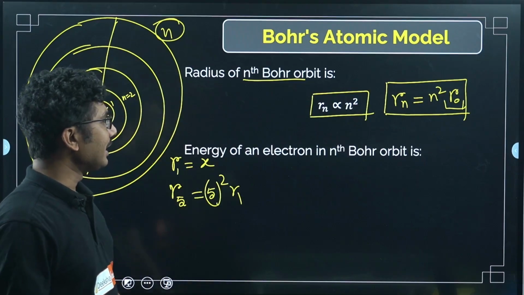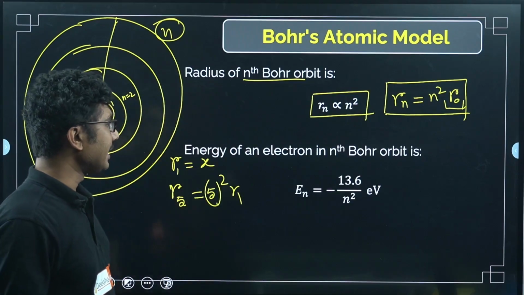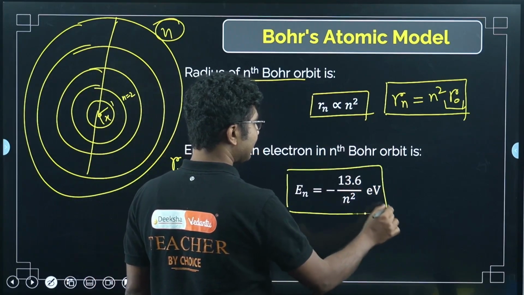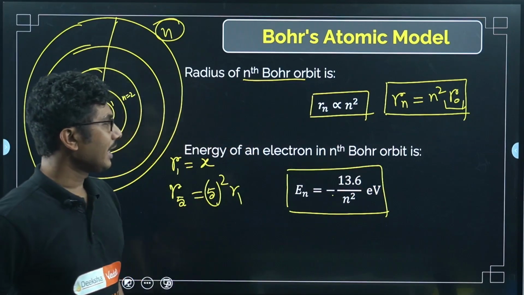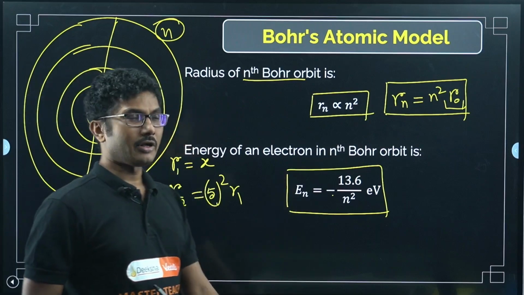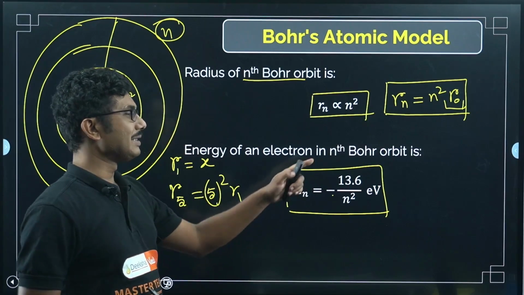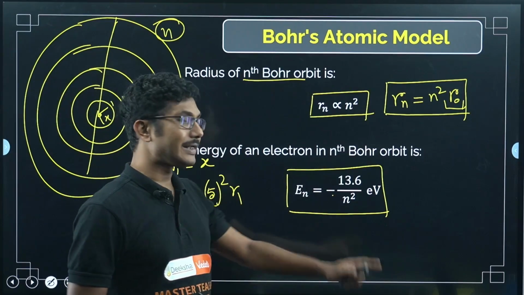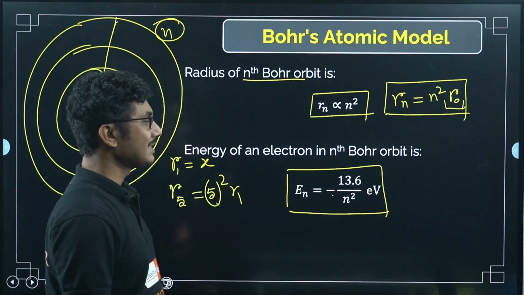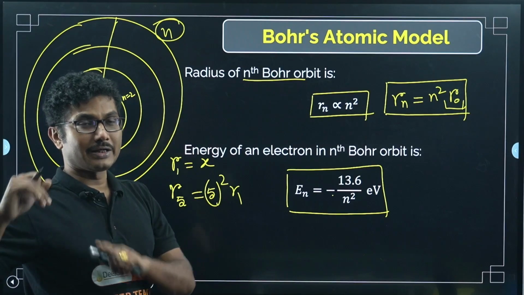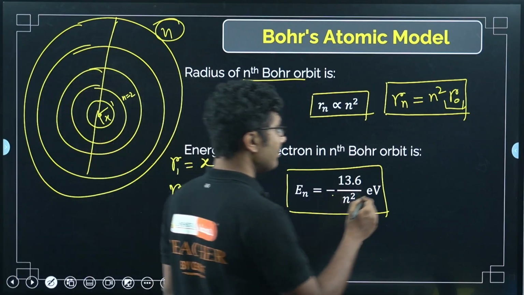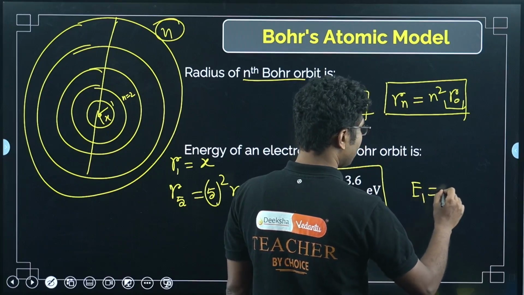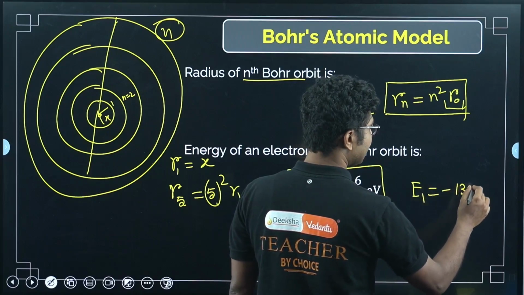Energy of an electron in a Bohr orbit is given by this expression. As I said, this is actually negative. The energy of the electron in the nth orbit is given by minus 13.6, a very important number, divided by n square eV. Now what is the energy of the electron in the ground state? In the ground state n is equal to 1, so it will be minus 13.6 eV.